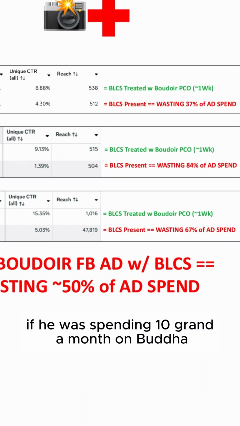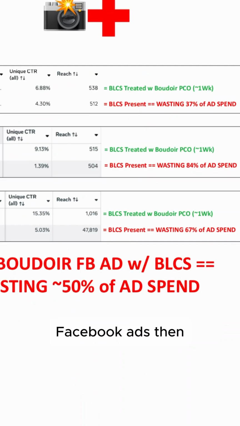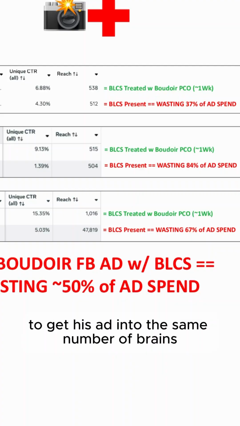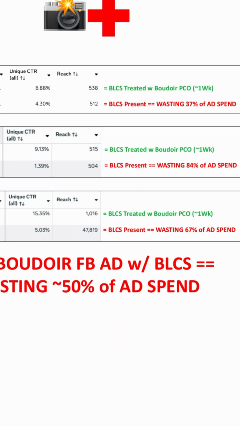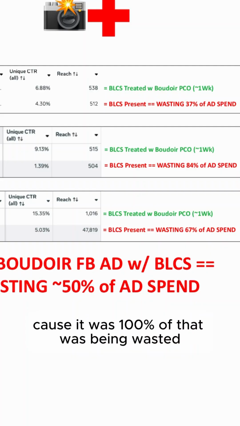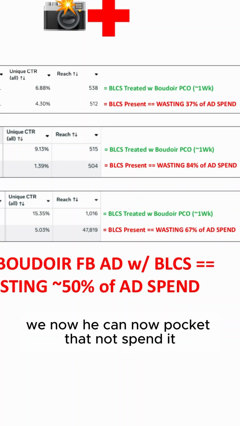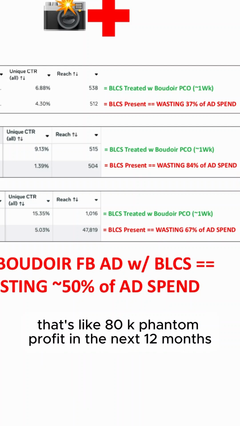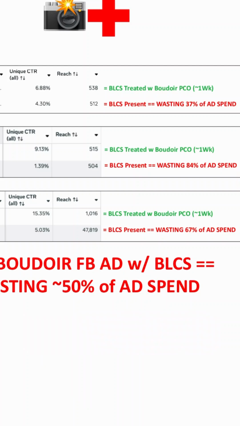So if he was spending 10 grand a month on Boudoir Facebook ads, now he only has to spend $3,300 a month with the Boudoir Pico treated ad to get his ad into the same number of brains. So that $6,700 a month he no longer has to spend, because 100% of that was being wasted. He can now pocket that, not spend it. Phantom profit, that's like 80K phantom profit in the next 12 months.